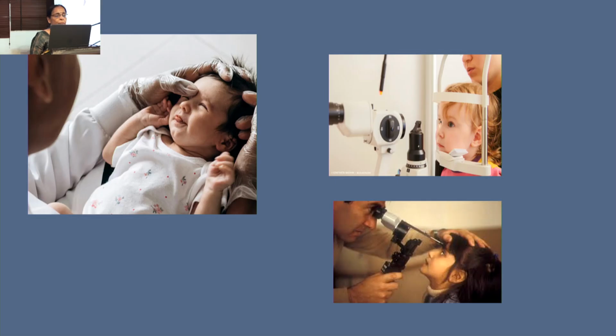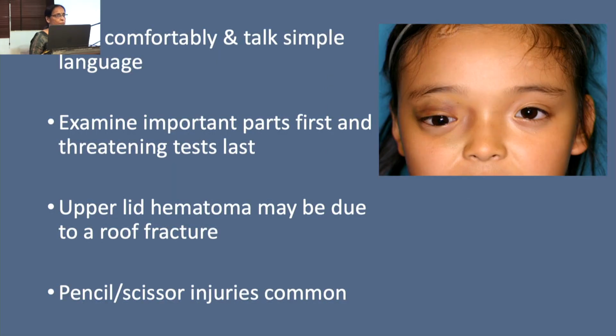Now, how to assess a totally small baby? Either you place the head in both your hands and straddle the legs. Or you can do the same, the mother holds it like this and you sit on the opposite side and look at the baby's head. So that is one way. If they are fit enough, you can put them on the slit lamp or a handheld slit lamp. Seat comfortably. Talk to the baby. Examine the important parts first, threatening later.